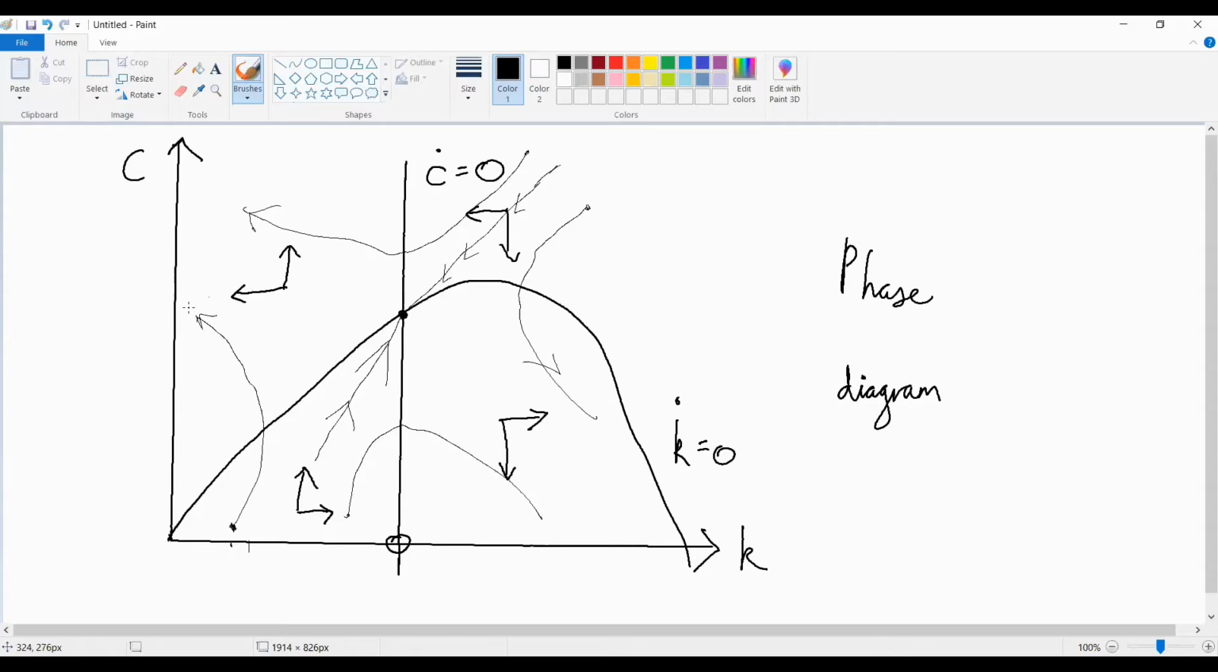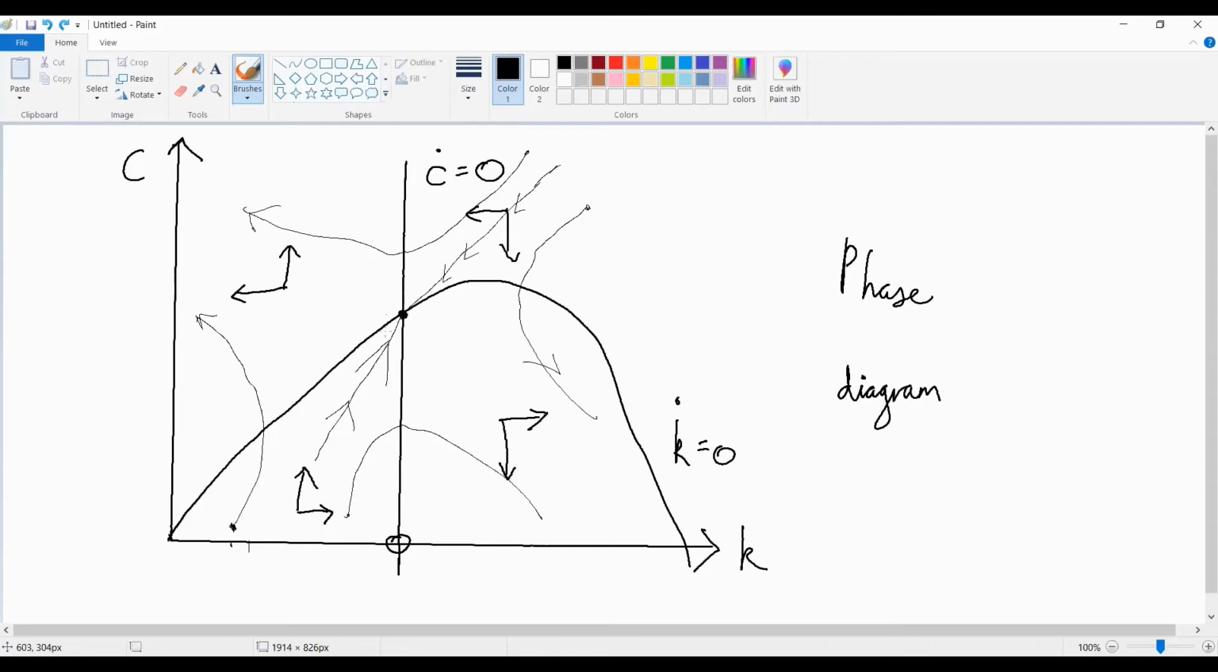Any other choice of consumption that satisfies those differential equations, by the way, is going to diverge. It's going to lead to consumption being 0, which of course makes no sense, or capital being 0, which of course makes no sense.